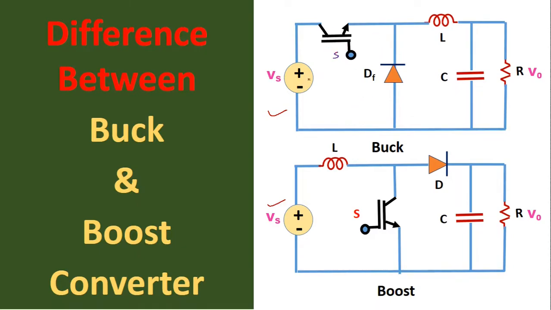connected between the voltage source and this freewheeling diode DF, and this switch is connected in series with this input voltage source Vs, whereas in the boost converter the switch S is connected in between this inductor and this diode D. In the buck converter the inductor is connected at the output side, whereas in the boost converter the inductor is connected in the input side. Whereas in both these converters, buck and boost converter, the position of capacitor and load resistor will remain same.